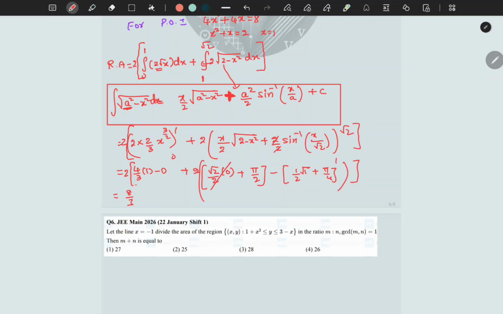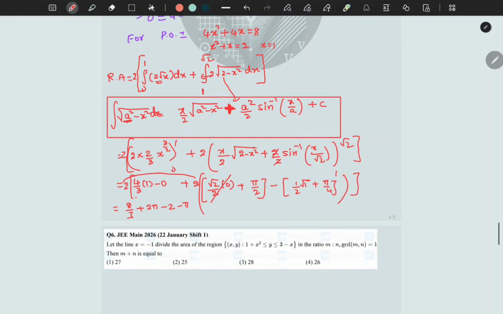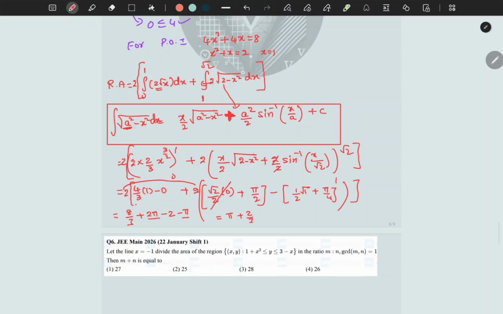Now 2 times 2 is 4, right? 2 times 2 is 4. 4 times pi by 2 should be 2 pi, and here again we have 4 into minus 1 by 2 should be minus 2, and 4 into minus pi by 4 should be minus pi. So ultimately we get 8 by 3, 2 pi minus pi is pi, 8 by 3 minus 2 should be 8 minus 6, it should be pi plus 2 by 3 square units.